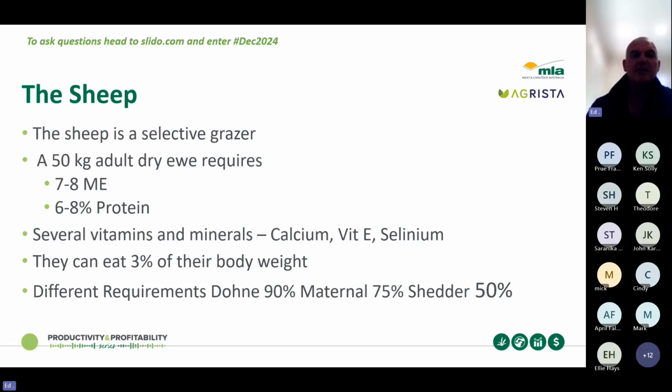So if I'm looking at a merino, a 50 kilo adult dry ewe requires 7 to 8 megajoules of energy. I've got a bit of a slide about energy levels later on. And 6 to 8% protein. From a grain perspective, there'll be enough protein in pretty much every sort of grain. So energy is king. I'm sure you've heard that from lots of people. Energy first, protein second, and vitamins and minerals far further down the list. But if you don't have energy, then you can be really struggling.